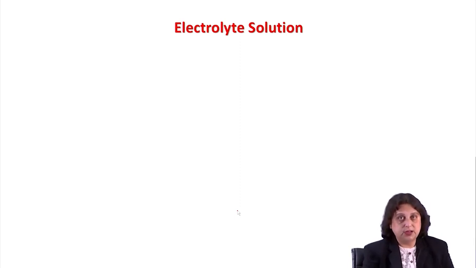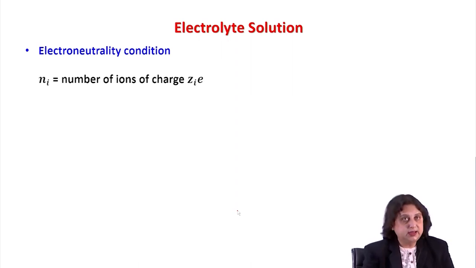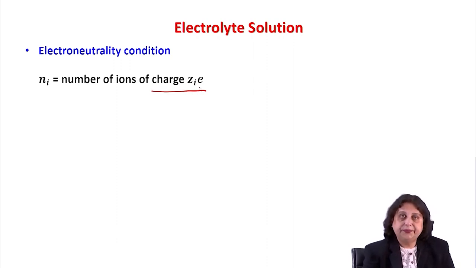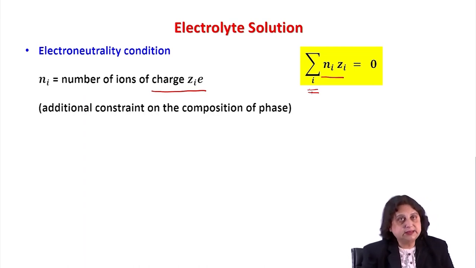Now, while talking about electrochemical equilibrium, let me also highlight two very important contributions that come from using the electrolyte solution. The first one is an electroneutrality condition. And you see that if Ni is the number of ions present in the electrolyte solution, where each of the ions carry a charge of Zi into e, in that case, the electroneutrality condition would require that the sum over Ni into Zi, for all types of ions present in the medium, must be equal to zero. So, while you are thinking about an electrochemical cell, you must have this additional constraint on the composition of the phase that is present in the electrolyte solution.